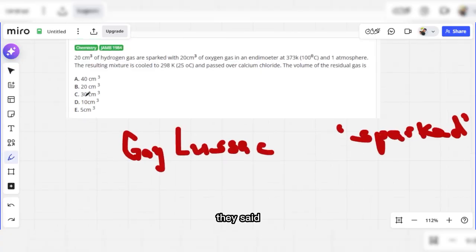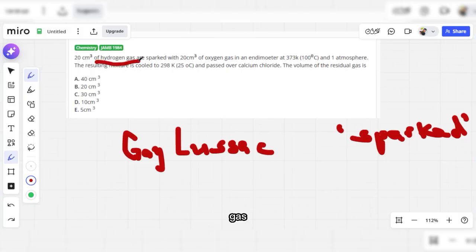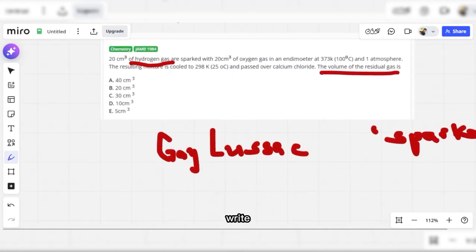Now in this question, they said 20 cm cube of hydrogen gas is sparked with 20 cm cube of oxygen gas at this temperature. So the volume of the residual gas is. Now, the most important thing is to be able to write the equation of hydrogen reacting with oxygen. And how do you go about that?